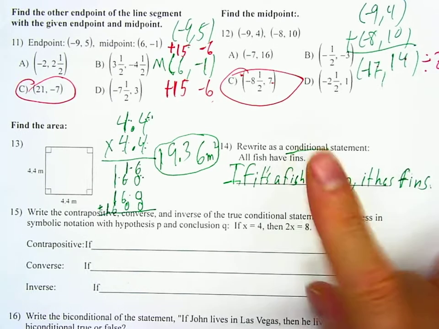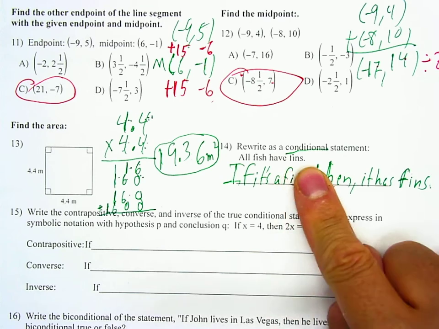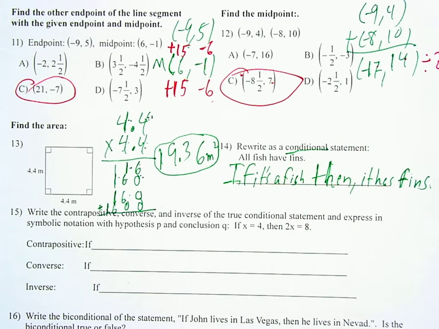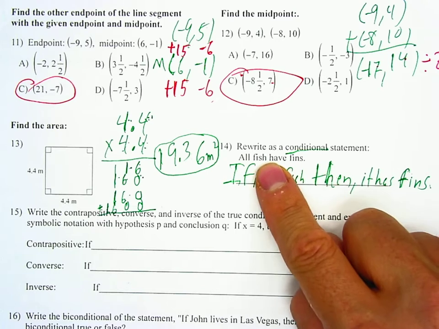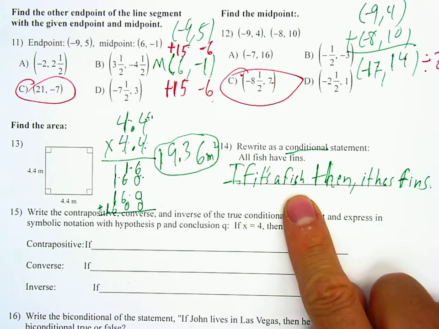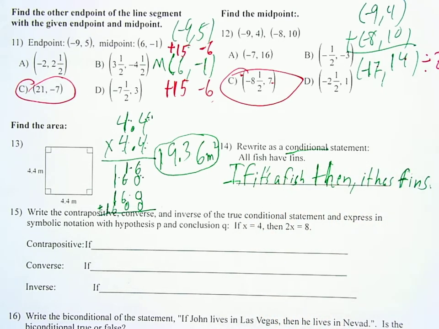All fish have fins. Not all finned animals are fish. So if I switch this around in the original statement, if I said all finned animals are fish, then it would say if it has fins, then it's a fish. That would be the conditional for that. But the way it is right now, it says all fish have fins. So if it's a fish, then it has fins. That's what it says right now.